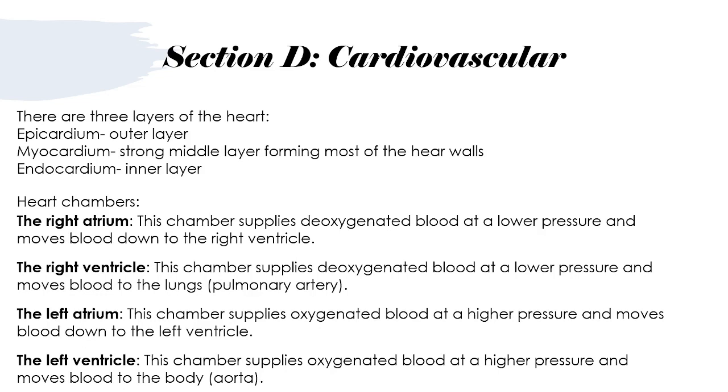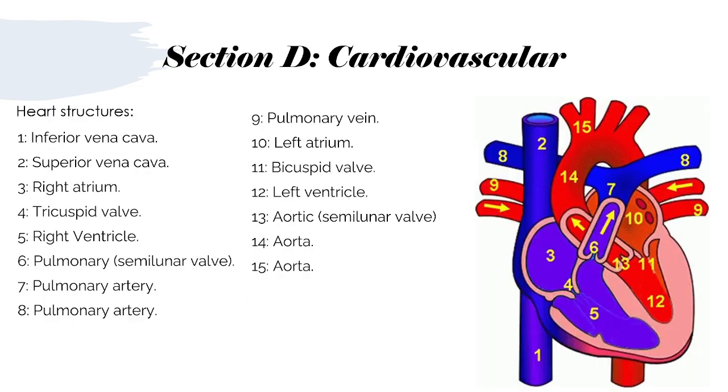So, heart chambers. You've got the right atrium. It supplies deoxygenated blood at lower pressures, and that moves the blood to the right ventricle. The right ventricle supplies deoxygenated blood at low pressures and moves it to the lungs through the pulmonary artery. The left atrium supplies oxygenated blood at high pressure and moves this blood down to the left ventricle, and the left ventricle basically supplies the oxygenated blood at high pressure to the body through the aorta.